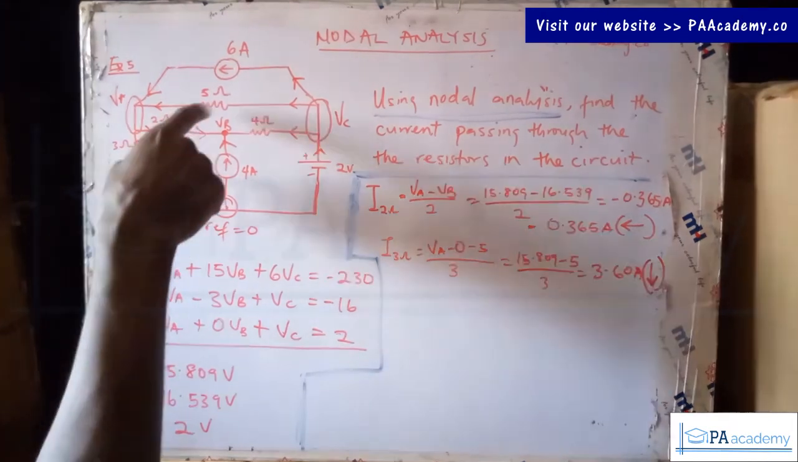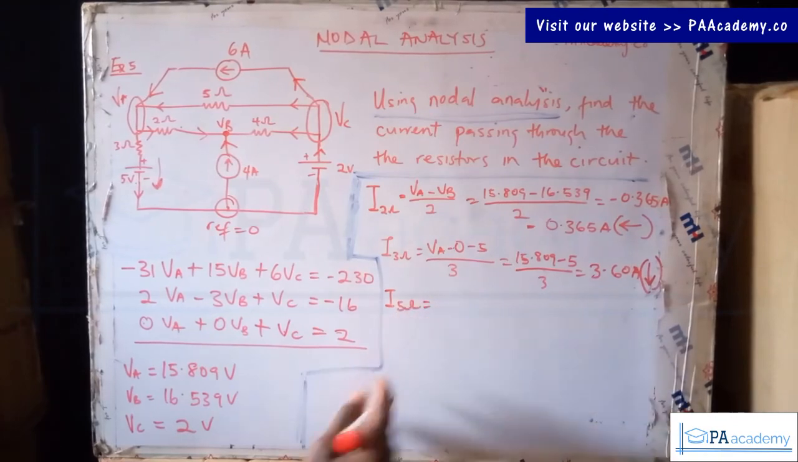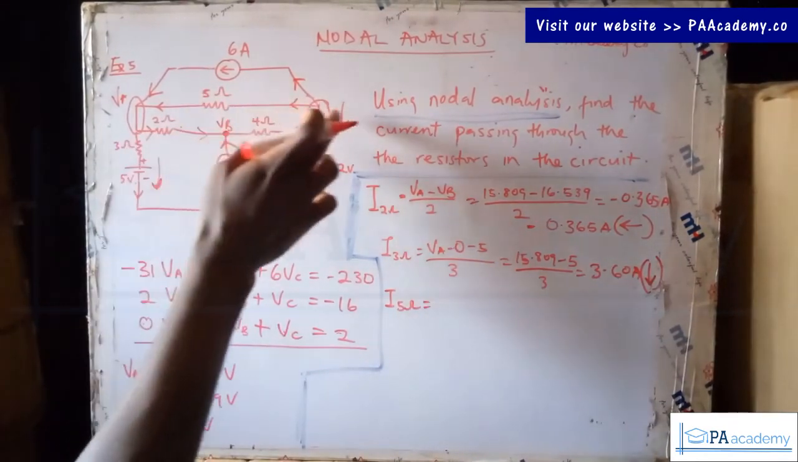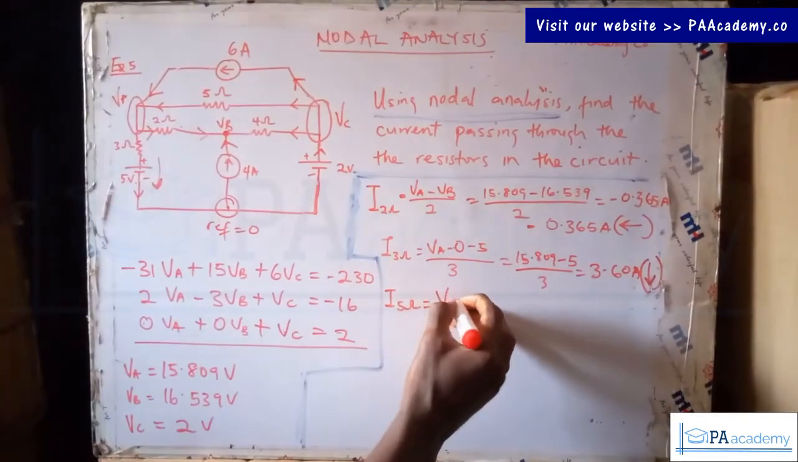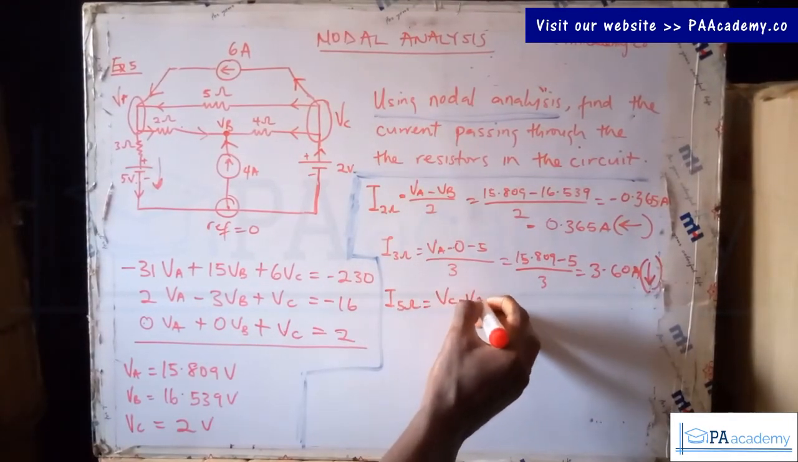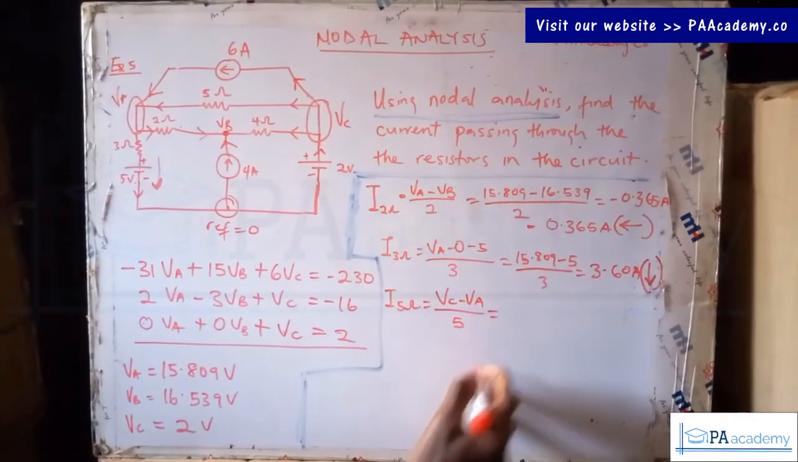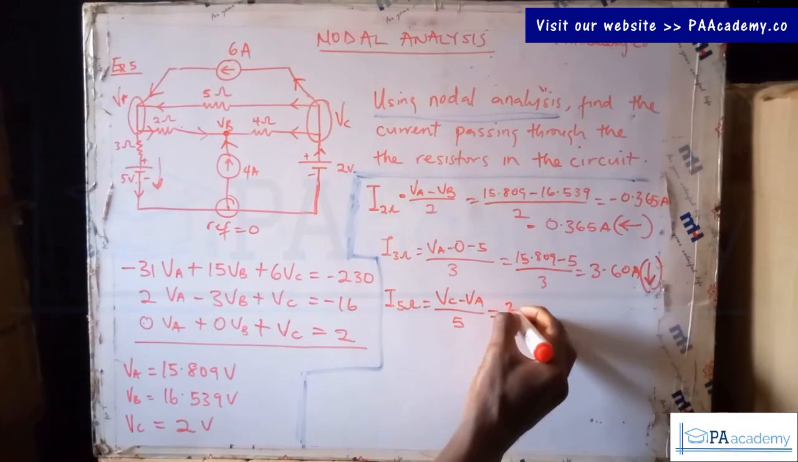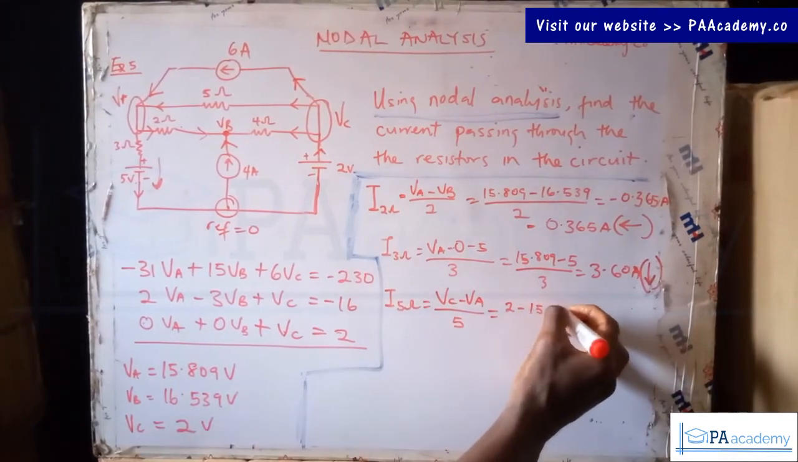Alright, so let's look at the next one for the 5 ohm. So the current flowing through the 5 ohm resistor. For the 5, from VC going towards VA, that's the direction that we are having here. So that will be VC minus VA. There's no voltage source here, so that will be divided by 5. What's our VC? Our VC is 2. That will be 2 minus VA, which is 15.809.